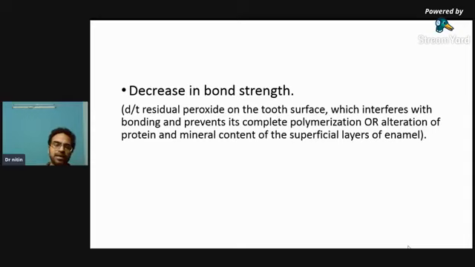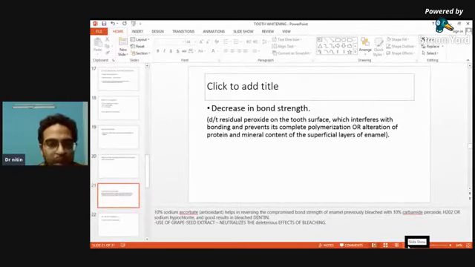So it is clear that some of the studies have shown that bond strength decreases after bleaching. That is, if you have to do bonding immediately after bleaching, the bond strength of the enamel to the composite will decrease, because we know there is alteration in the mineral content and protein content, and also sometimes there may be residual peroxide on the surface of the enamel which will interfere with the bonding. Now two things you can do. For example, if it's a case in which you have to go for immediate bonding, in that case you can use 10% sodium ascorbate, which is a very strong antioxidant agent.